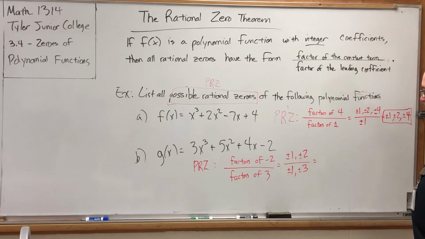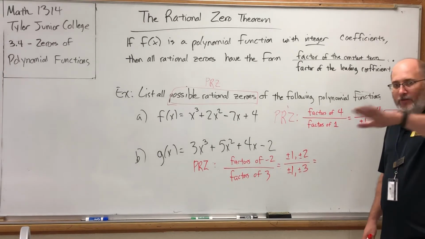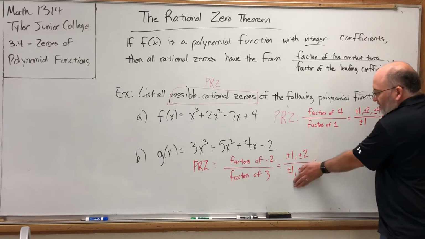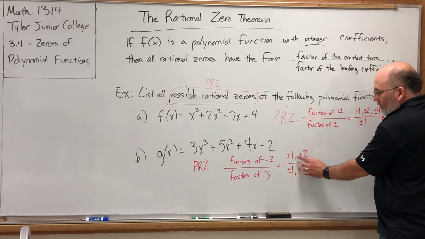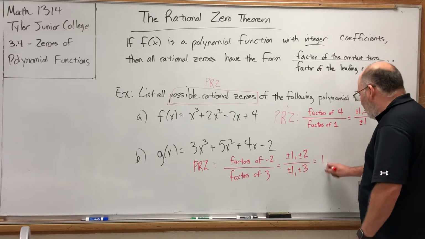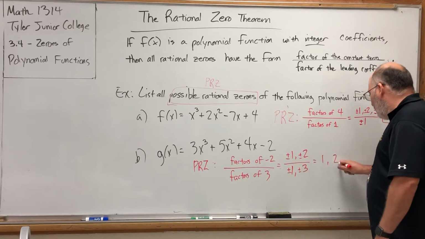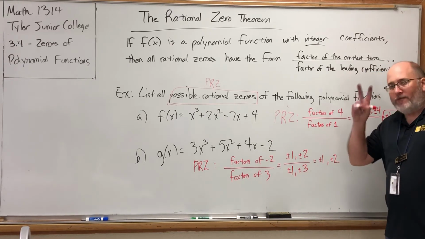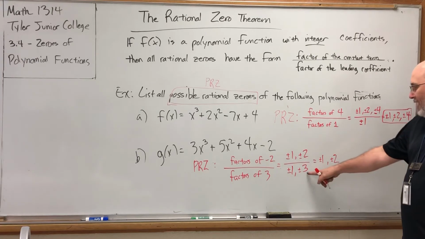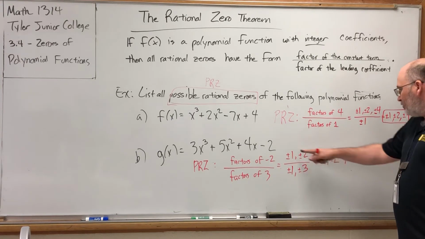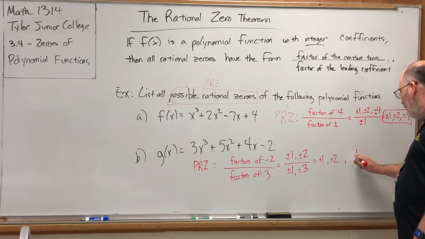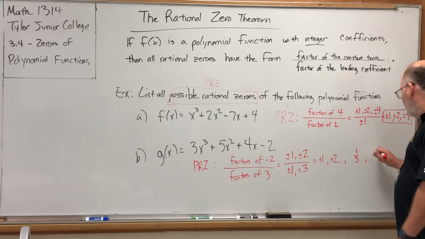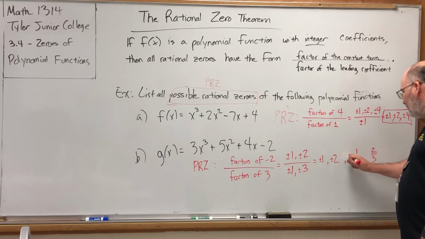The way I like to do this is to pick one denominator and then run through the numerators. So let's list everything that's going to be over 1. 1 over 1 is 1. 2 over 1 is 2. Both will be plus minus. These are what I call my over 1s. Now I have to do my over 3s. So 1 over 3 is 1/3, and 2 over 3 is 2/3, both of which will be plus minus.